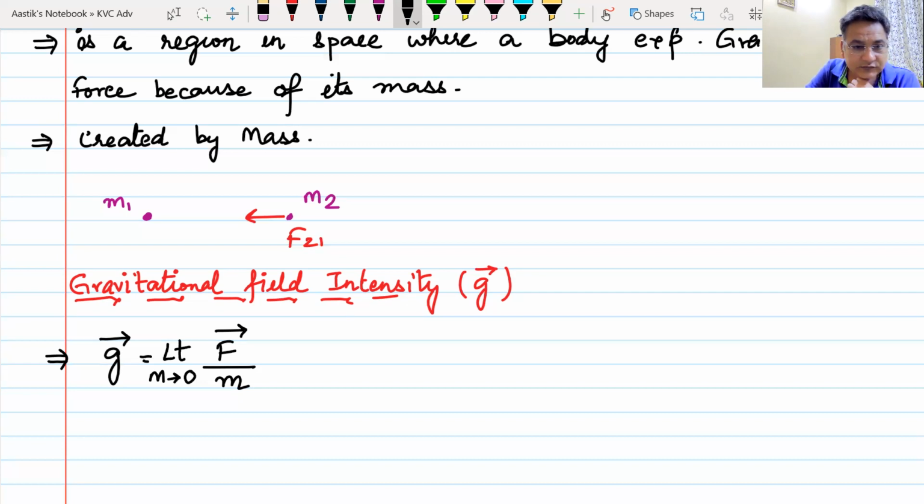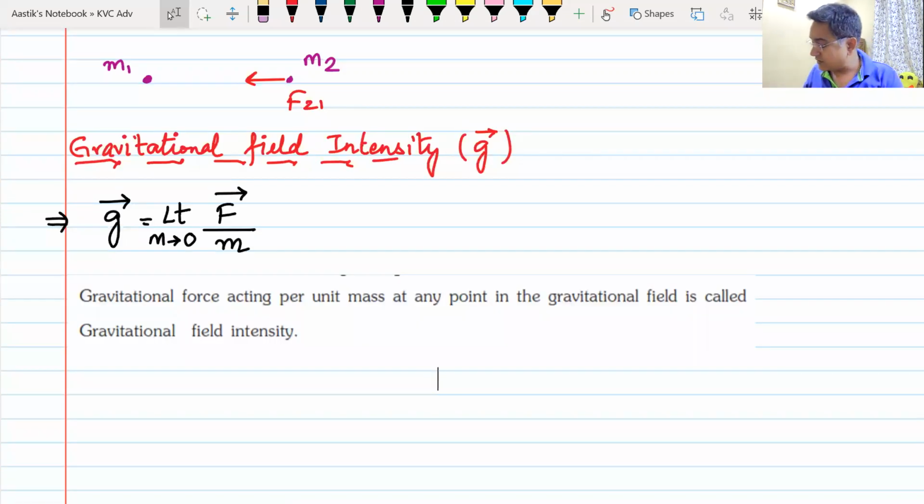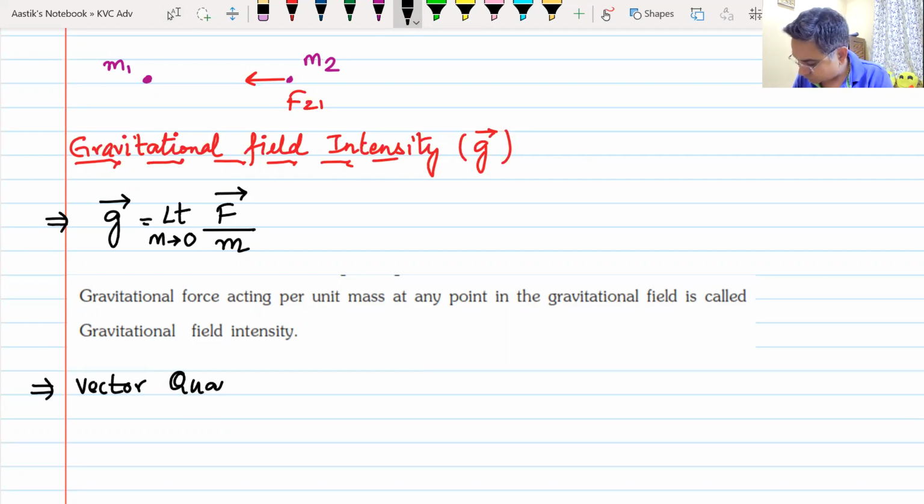Gravitational force per unit mass, whatever gravitational force that mass is experiencing, gravitational force per unit mass is known as gravitational field intensity. It is a vector quantity.